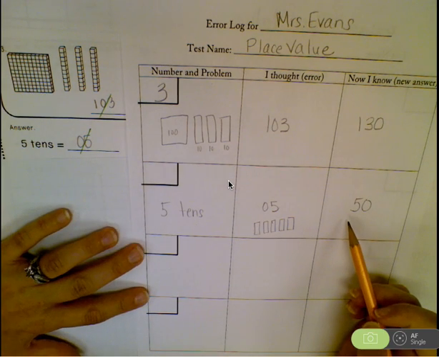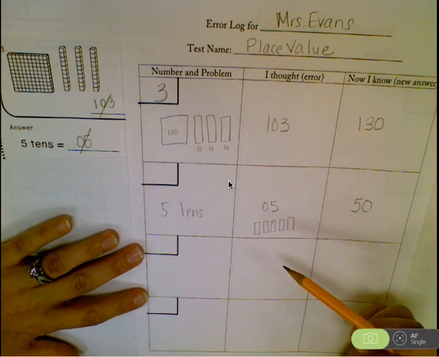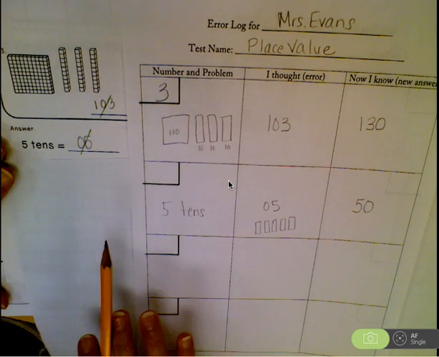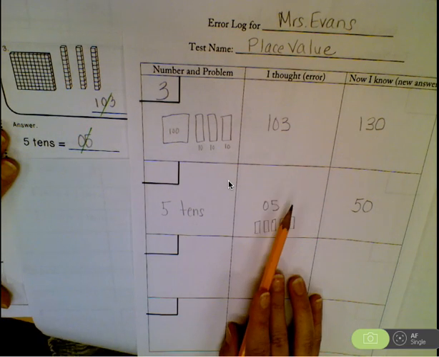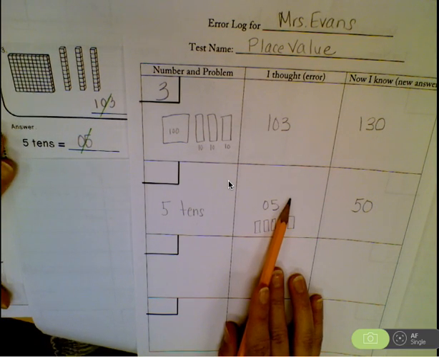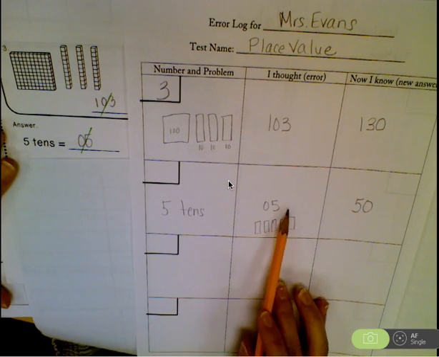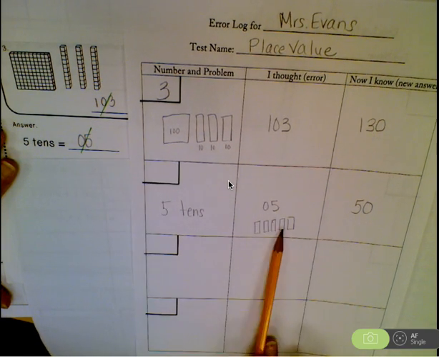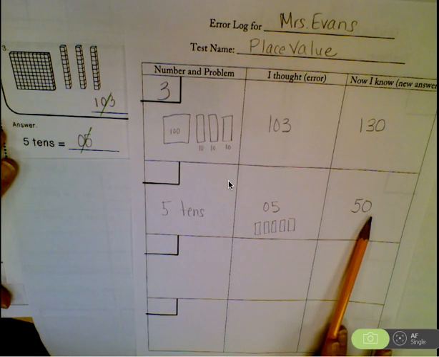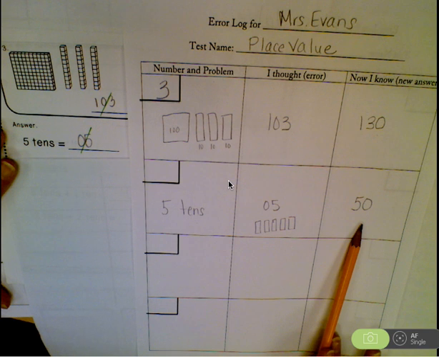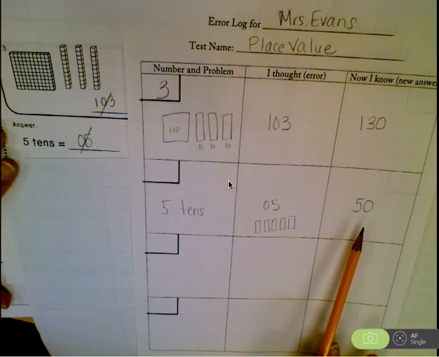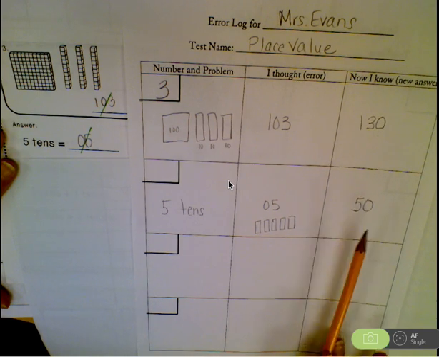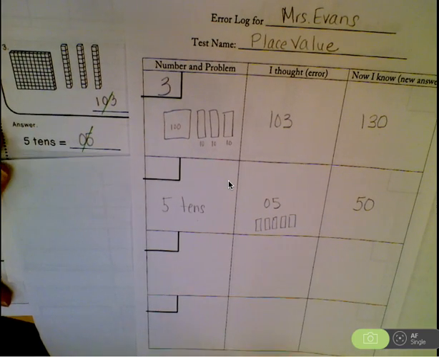So that's exactly how you do an error log. You just go through your test and see which ones you got correct. If you got them correct, obviously you don't need to do anything on this error log. If you got them incorrect, you need to fix them. You write what the problem is, and if there's a number that goes with it, what you thought was the answer, and then what did you learn from it, and what is the correct answer. If there's one that has to do with a label, like people or cars, then you have to write the label. But for these are all just base 10 numbers, and you don't need to do that.